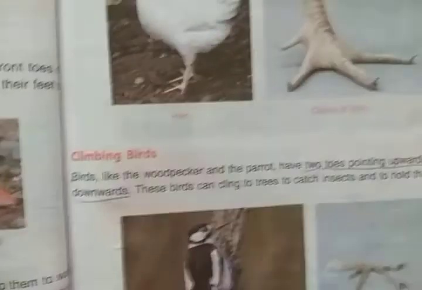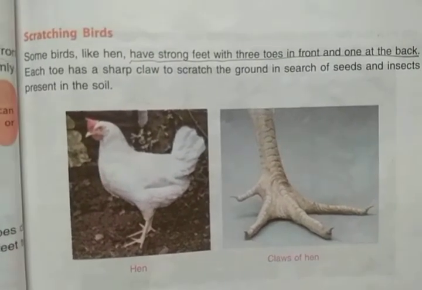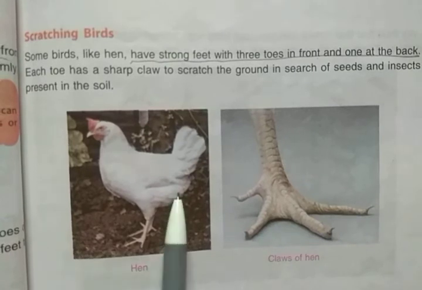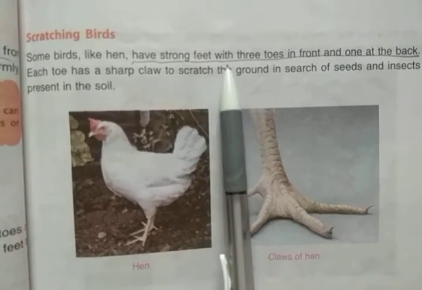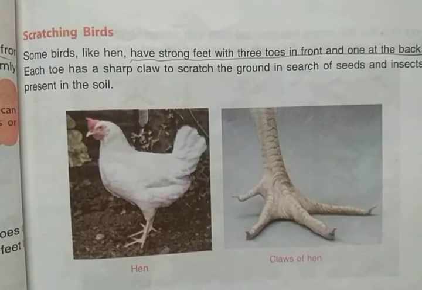Now the scratching birds. Scratch, you all know the meaning of scratch. So scratching birds. Some birds like hen have strong feet with 3 toes in front and 1 at the back. So front में 3 toes होती हैं and 1 at the back, and each toe has a sharp claw to scratch the ground. शार्प टोज होती है ग्राउंड को स्क्रैच करने के लिए, और जिससे वो सर्च कर पाते हैं सीड्स एंड इंसेक्ट्स को जो कि सॉइल में प्रेजेंट होते हैं.